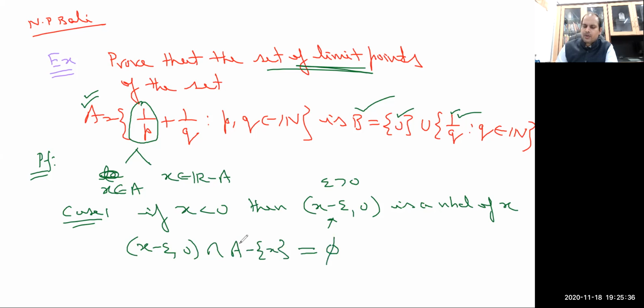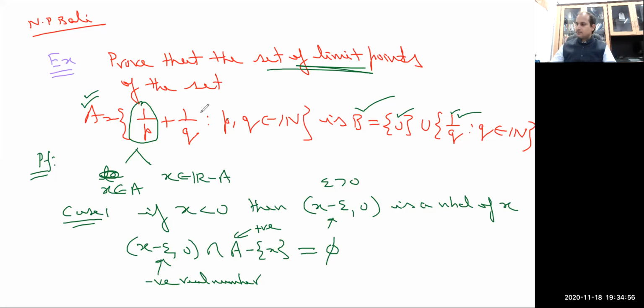However, X is not in A. This contains negative real numbers, and A will contain positive real numbers. So clearly its intersection is empty. This is the reason why no real number less than 0 is its limit point. So we have seen that no negative real number is a limit point for this set A.